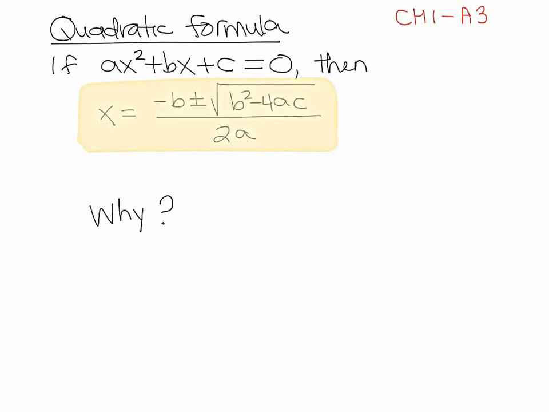The third way to solve a quadratic equation is by using the quadratic formula. If ax squared plus bx plus c is equal to 0, then x is equal to negative b plus or minus the square root of b squared minus 4ac, all over 2a. But why? Where is that formula coming from?